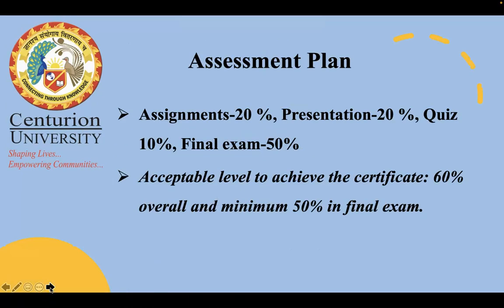So the assessment plan will be 20% assignment, 20% presentation, 10% quiz and 50% final exam. For getting a certificate, you have to have a minimum 60% score overall in the assignments, presentation and final exam. However, among all, you need to have a 50% score in the final theory exam.